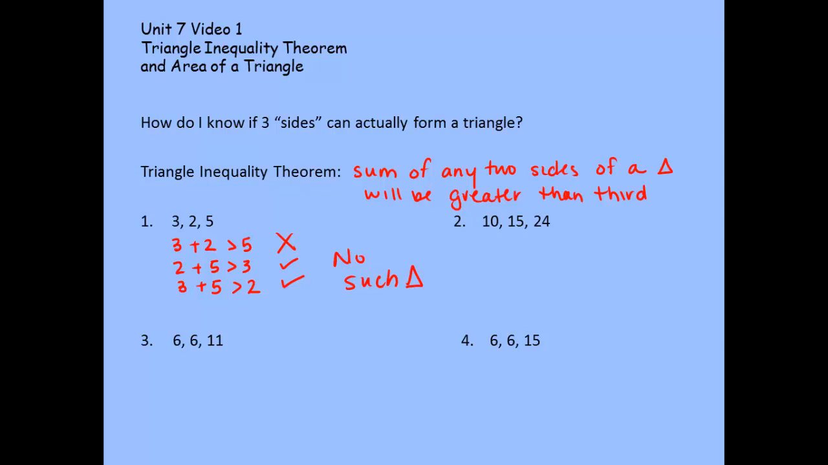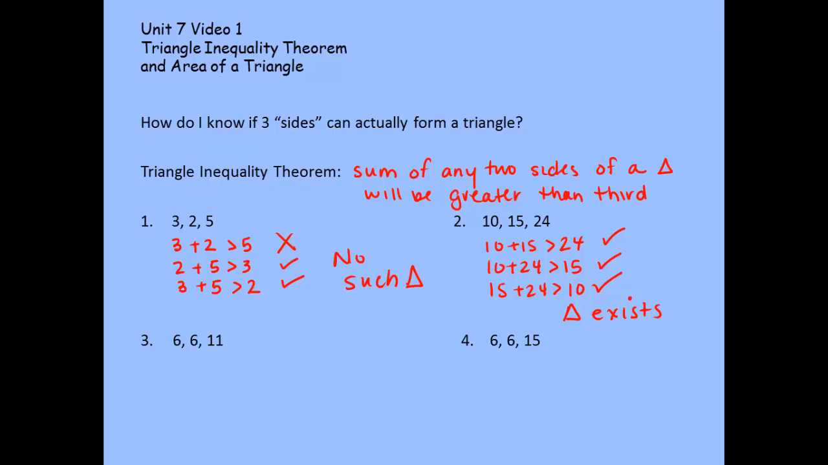Let's take a look at example number 2. I'm going to write down all three possibilities. And I have to determine whether or not all three of these situations are true. 15 plus 10, or 10 plus 15, is greater than 24, 10 plus 24 is greater than 15, and 15 plus 24 is greater than 10. So in this situation, a triangle exists.